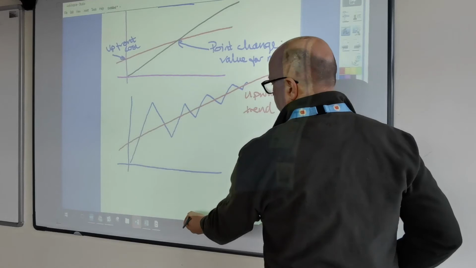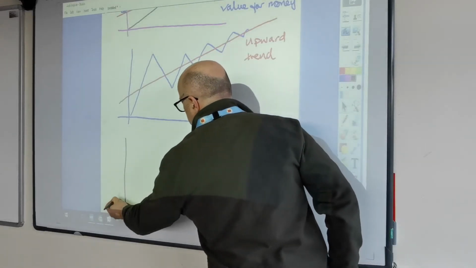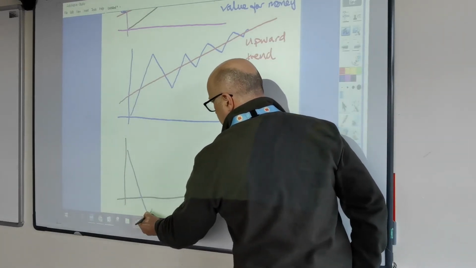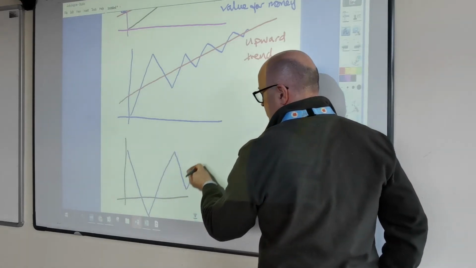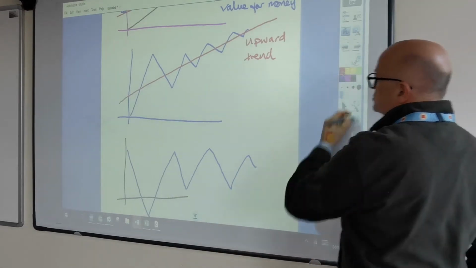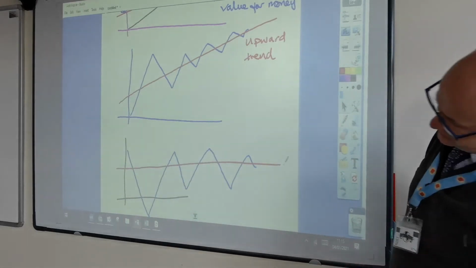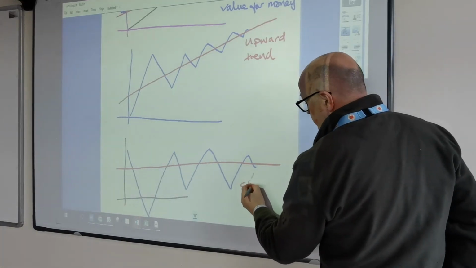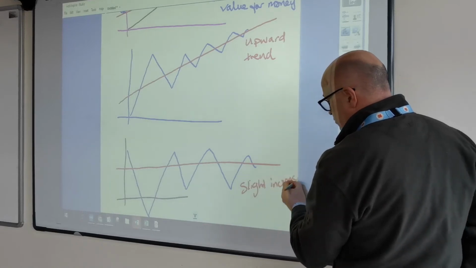Now, some of these trends might vary quite wildly, so you might get some graphs that dip like that, and maybe come like that. And you might say with that one, even though there's a lot of variation, the trend might be that they just about maybe slightly increase, or maybe just stay the same. And that's all about your interpretation.